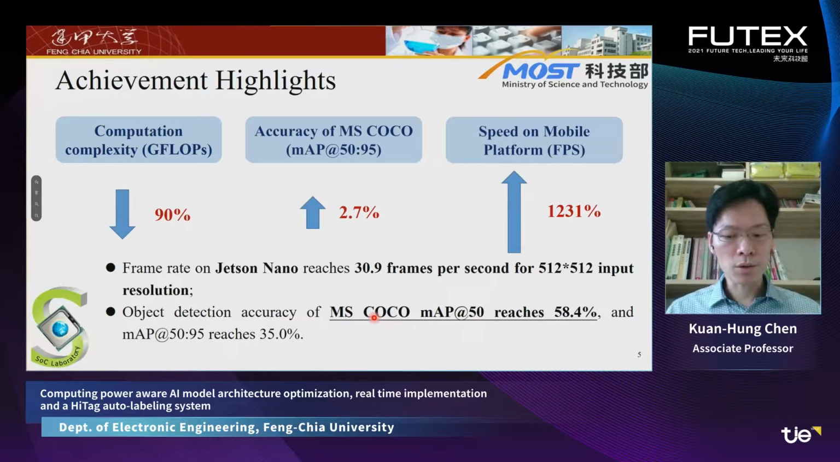Reduce model calculation by 90%. Increase detection accuracy by 2.7%. And increase execution speed by 31%. This enables our detection system to reach a speed of 30 FPS on Jetson Nano with a high accuracy. In the following, let's check out each single technique working behind.